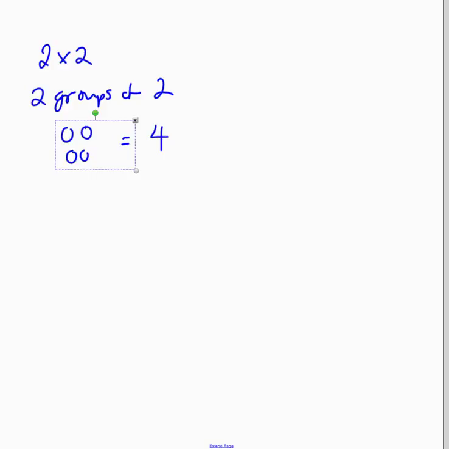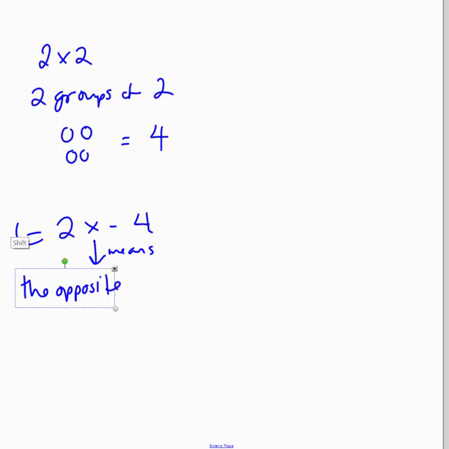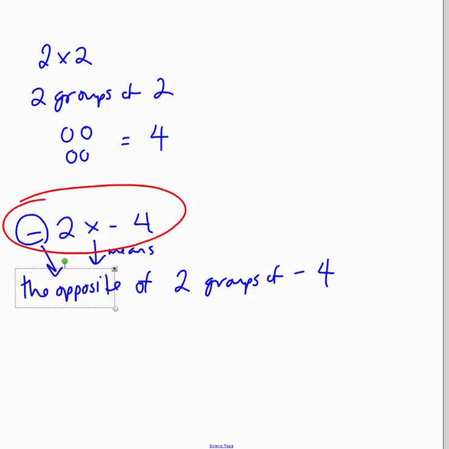Now, the one that's a little more challenging is this one here as an example. So what does this mean? This negative in front means the opposite of 2 groups of negative 4. So let's think about that. What this whole thing here means is the opposite of 2 groups of negative 4. Now, what is 2 groups of negative 4? Well, there are two groups of negative 4. Two groups of negative 4 is negative 8.